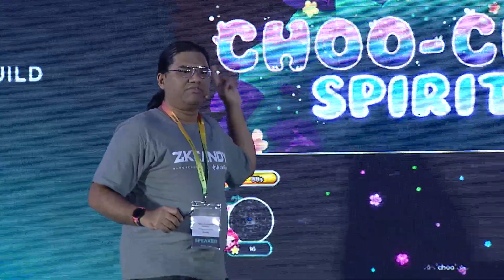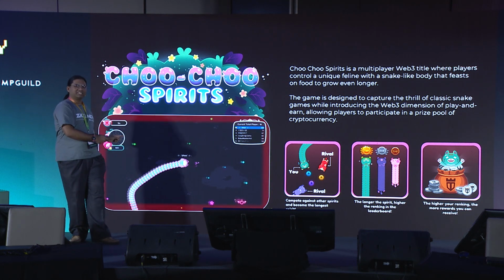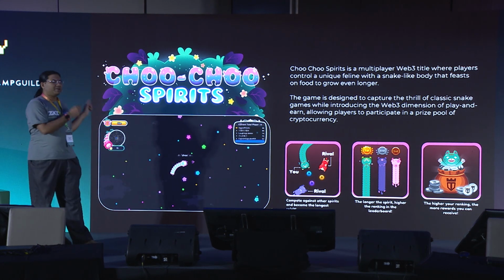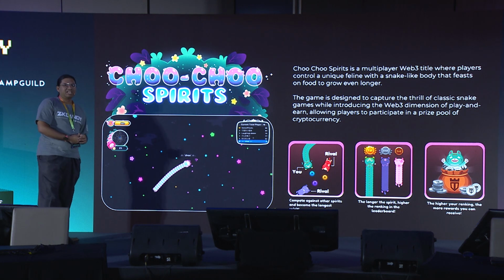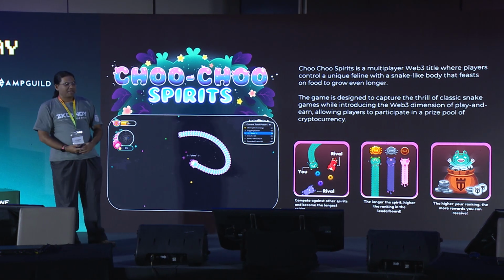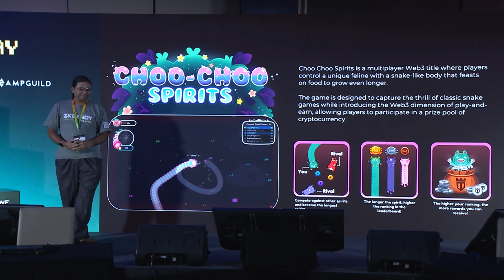But we also want to push this further. Let's make this fully multiplayer. If you remember playing Snake on your parents' Nokia 3310, we're bringing it to the blockchain. And now you're able to play in real-time multiplayer with other players through the zkSync network and earn tokens in the process.